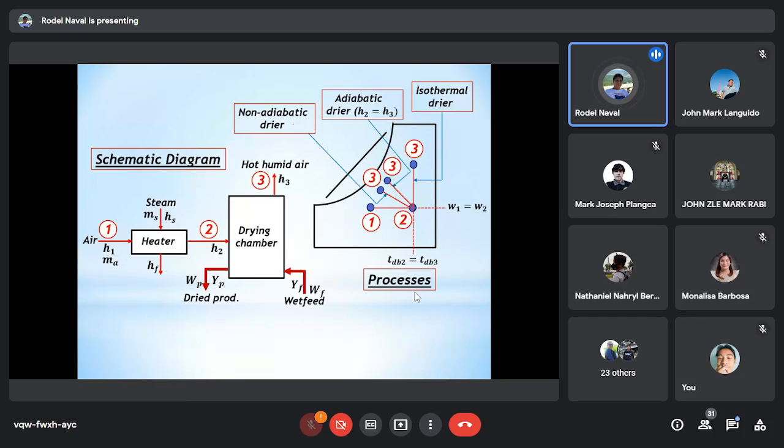Okay. This one is H2 not equal to H3, so non-adiabatic, ha? Dryer. Okay, next.